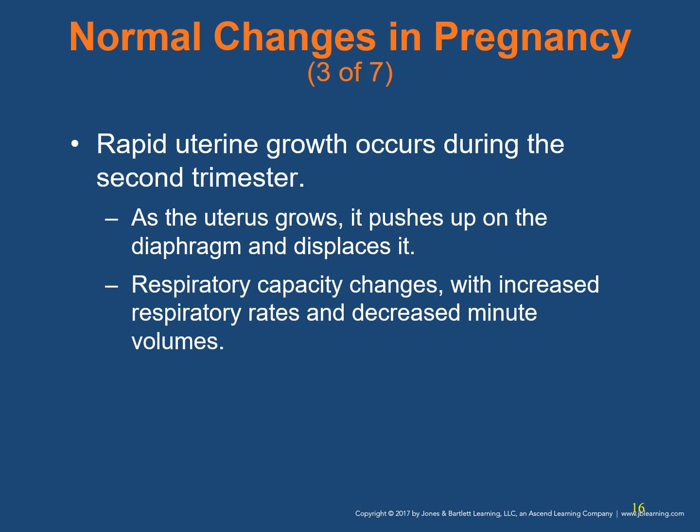Rapid uterine growth occurs during the second trimester of pregnancy. As the uterus grows, it pushes up on the diaphragm, displacing it from its normal position. Respiratory capacity changes with increased respiratory rates and decreased minute volume.